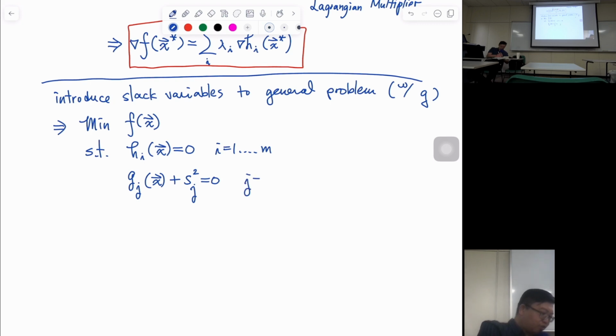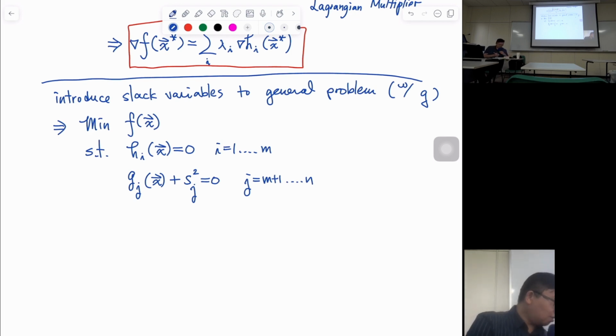Okay? And j goes from n plus 1 to n. Okay? So this is an equivalent problem to the original problem, because adding slack variables doesn't change the problem. It's an equivalent problem, but you will be introducing more variables. That's the only difference, that you are having more variables.